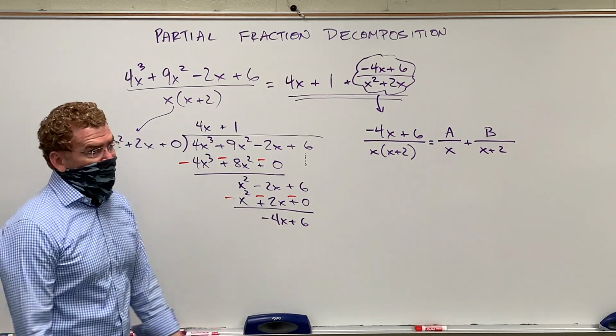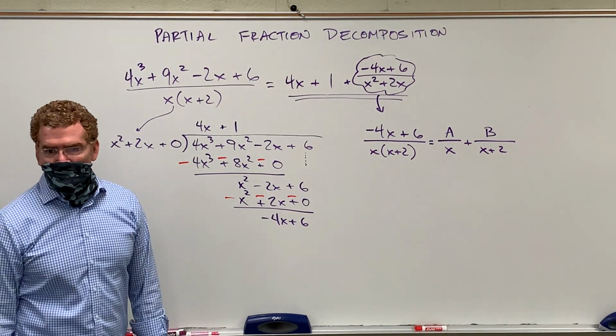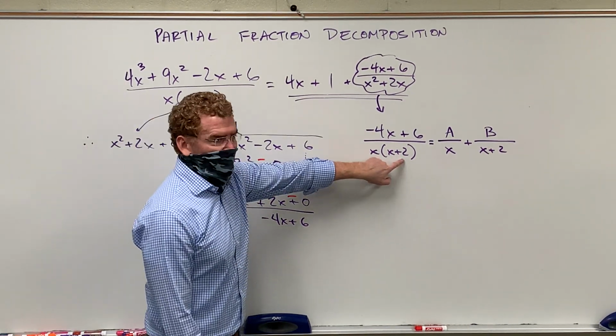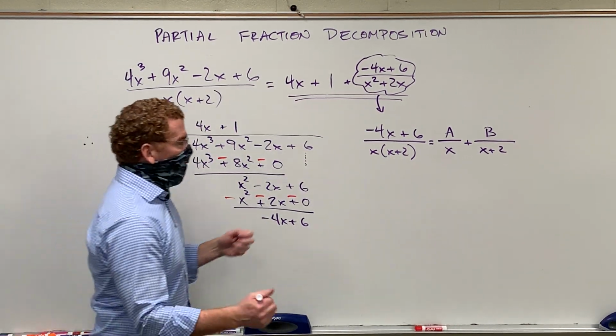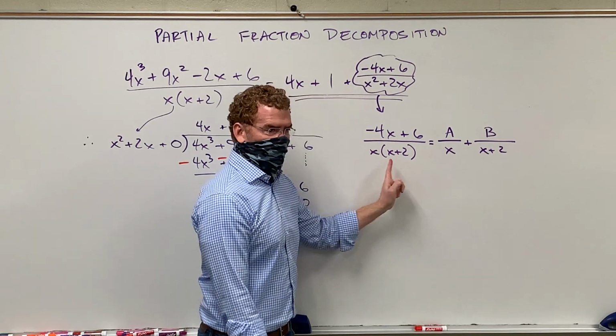And then what's your first step? So the common denominator is x and x plus 2. Now, we've done this enough times that I think you can probably handle this in your head. What happens if I multiply the left side by x and x plus 2? What am I left with?